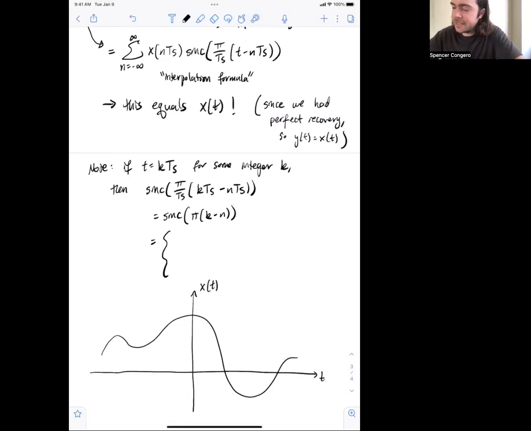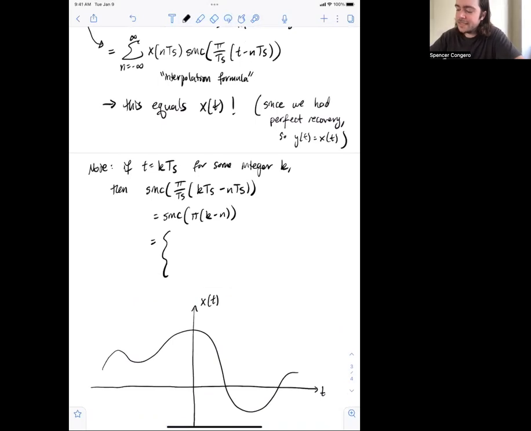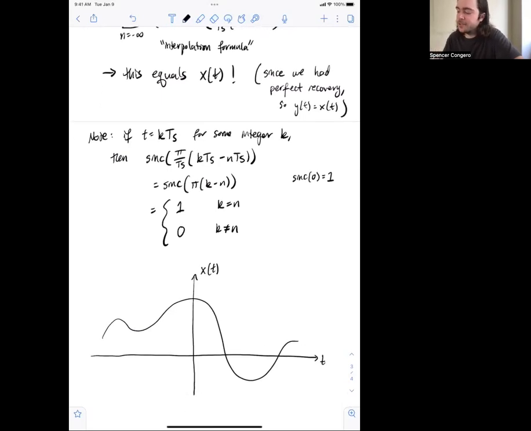But remember, sinc is just sine of the argument divided by the argument itself. So when is sine 0? Sine is 0 at any integer multiple of pi. So whenever this k minus n is an integer, that sine is going to be 0, except when k minus n equals 0 itself, because remember, sinc of 0 actually equals 1. So we get 1 here when k equals n, when this argument's 0. But for any other integer, when k doesn't equal n, that sine of pi times some integer is just going to be 0, because sine is 0 at all integer multiples of pi.